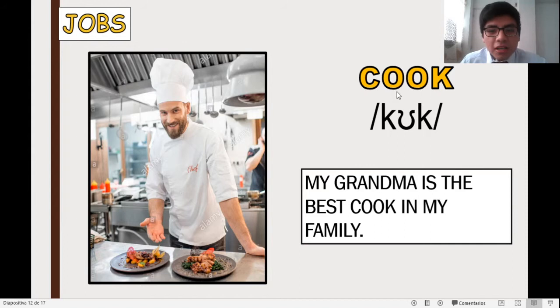Yes. Cook can be used as a verb as well. Puedes usarlo como verbo también. You can say, you cook every day. My dad cooks once in a week, for example, but cook is also a noun, como un sustantivo y como un verbo. Okay? Exactly. Let's continue.